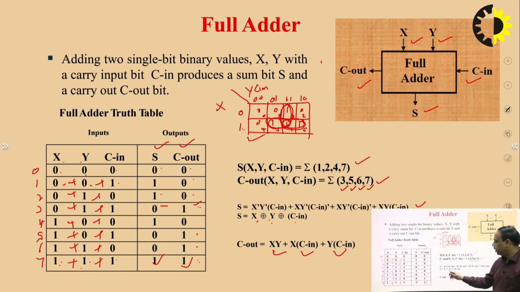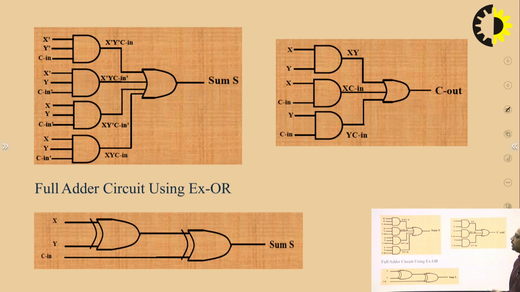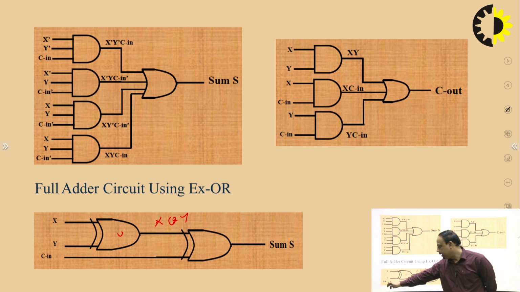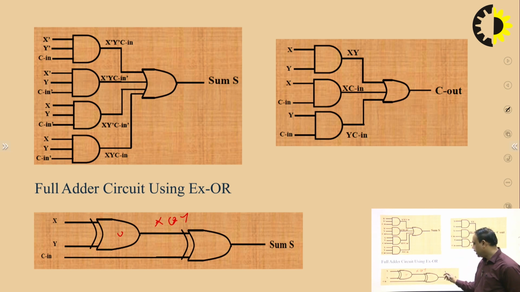Here we require 2 logic XOR gates and different AND gates and an OR gate. So the circuit implementation is like this. For the sum, if we want to use XOR gates, this is very simple. Use one XOR gate for x and y, and the output of x XOR y is given to the next XOR gate, whose next input is C in. So we get x XOR y XOR C in. So this is the sum function.